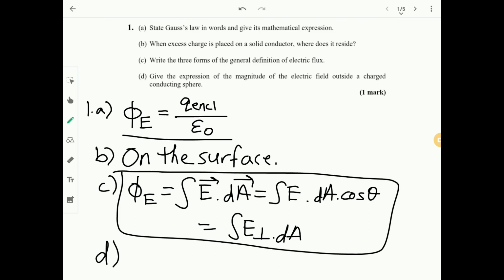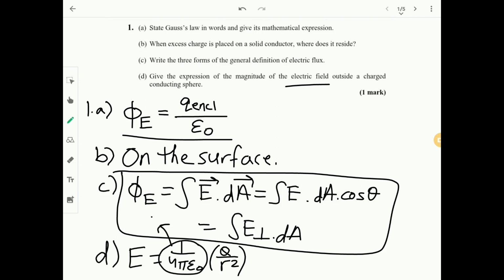D says, give the expression of the magnitude of the electric field outside a charged conducting sphere. Since it's a charged conducting sphere, we can use Gauss's law, and when we derive, we should get E equals, because we want the electric field, not the flux now, 1 over 4 pi epsilon 0 times Q over R squared. This should look familiar because this equals K. So isn't this KQ over R squared? Both work fine. Usually K won't be given, so you will have to use this equation. Both are acceptable answers.